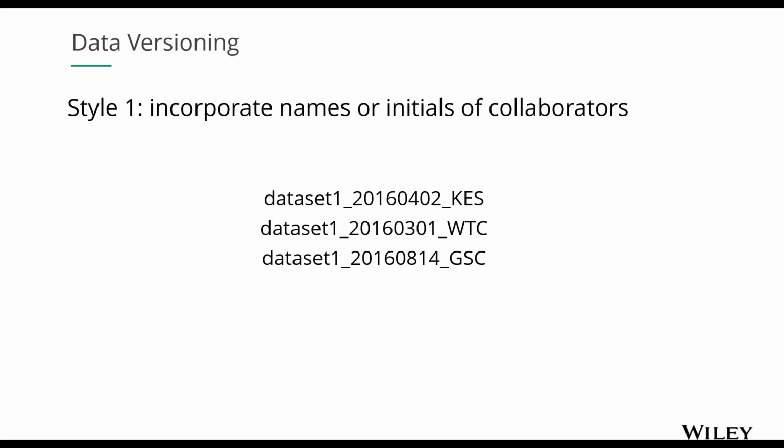The better type of versioning style is the dated style. So you include the image name and the date when you obtained that file. A third style is incorporating names or initials of your collaborators. So you have the name of the file that describes what it is, then the date on which that file was collected, and the name of the collaborator or the individual who collected that data. So these are really good ways to record the versions of your data.